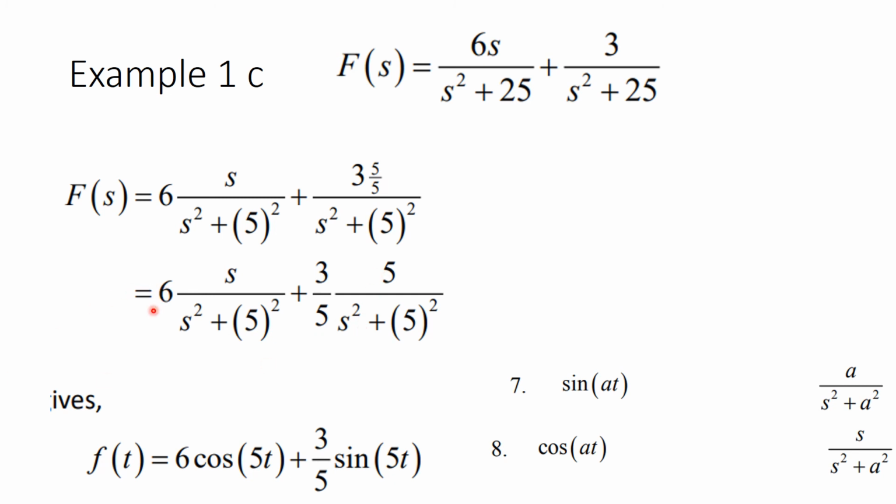And then I'm going to invert both of these transforms. The 6 just sits there. When I invert this using my table, I get this. The 3 over 5 just sits there. When I invert it, I get this.